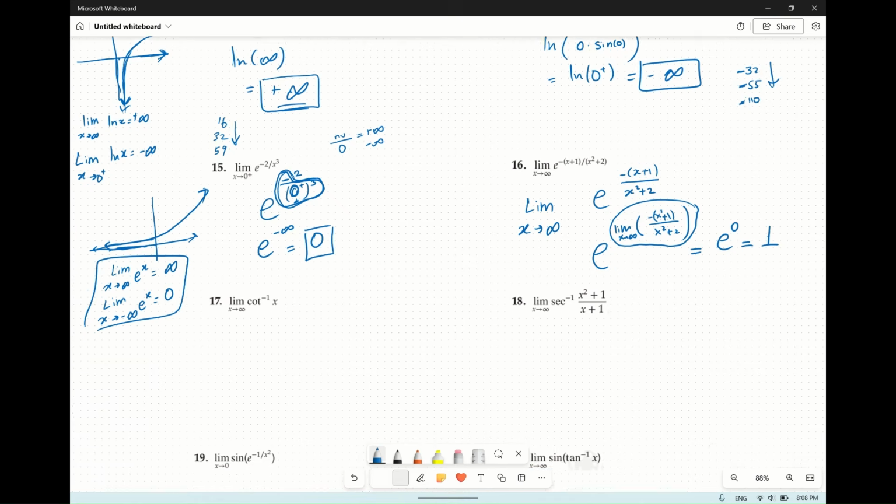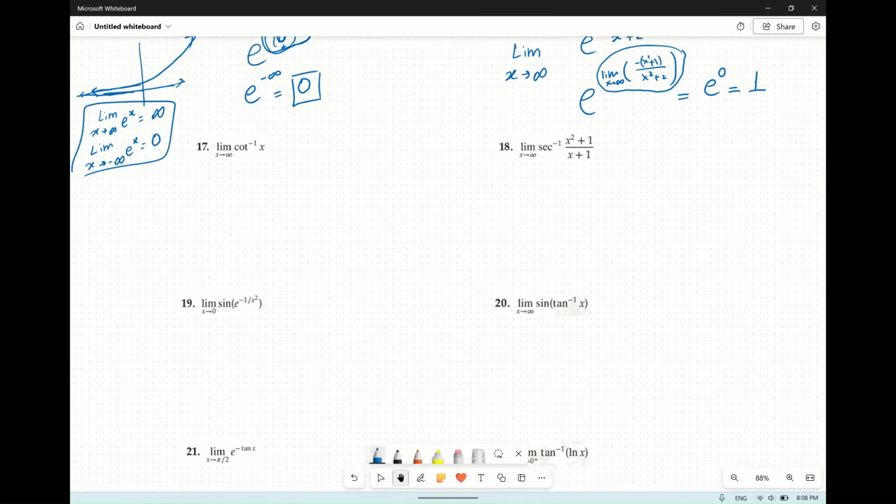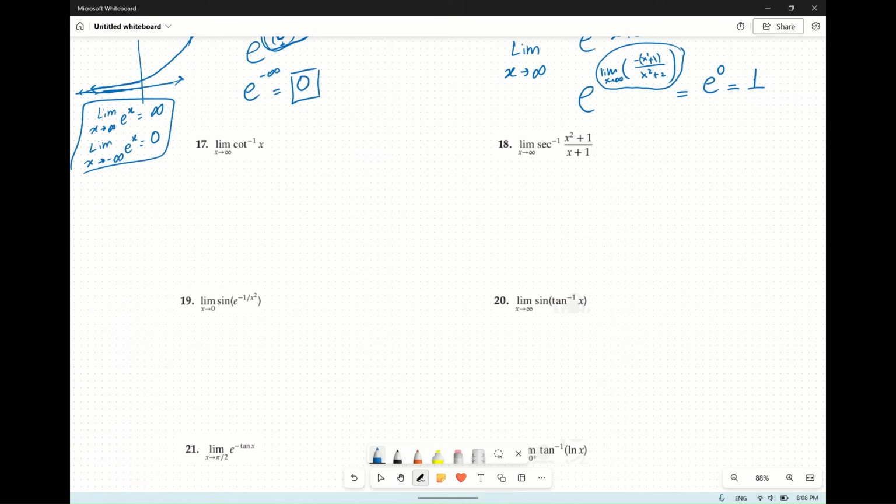Okay, now we come to the next type of questions, which is cotan inverse. For cotan inverse, you need to know the behavior of the cotan. Cotan inverse looks like this. This is how the graph of cotan inverse is. So the limit as x approaches infinity for cotan inverse: as x keeps growing, the function keeps going to 0. So the limit of cotan inverse x as x approaches infinity is equal to 0.